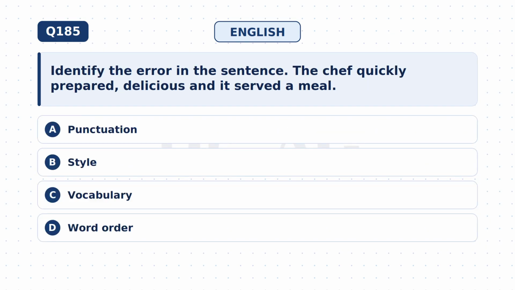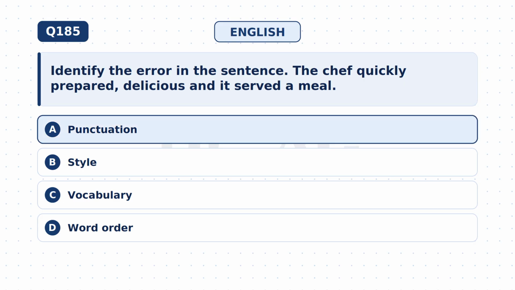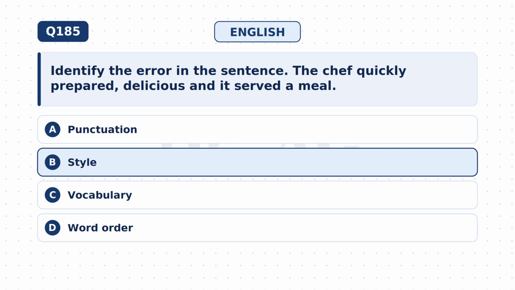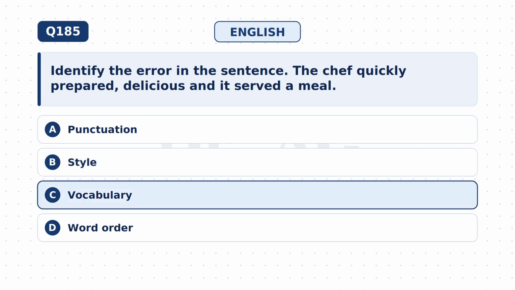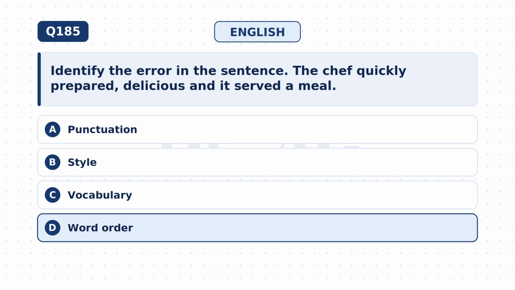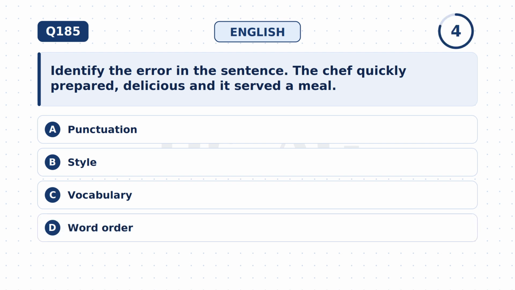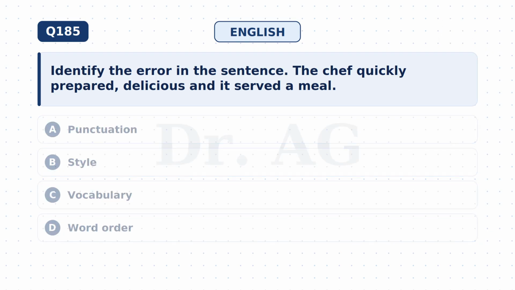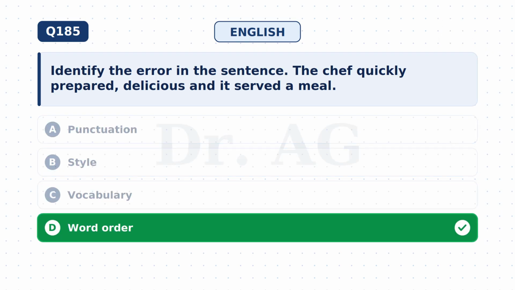Question 185. Identify the error in the sentence. The chef quickly prepared, delicious and it served a meal. Option A, punctuation. Option B, style. Option C, vocabulary. Option D, word order. The correct answer is D, word order.